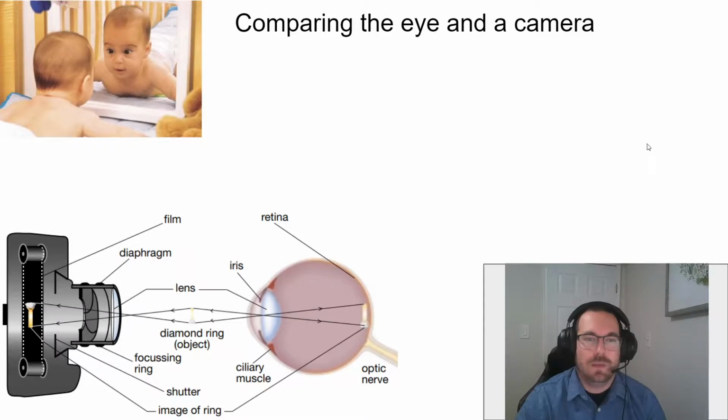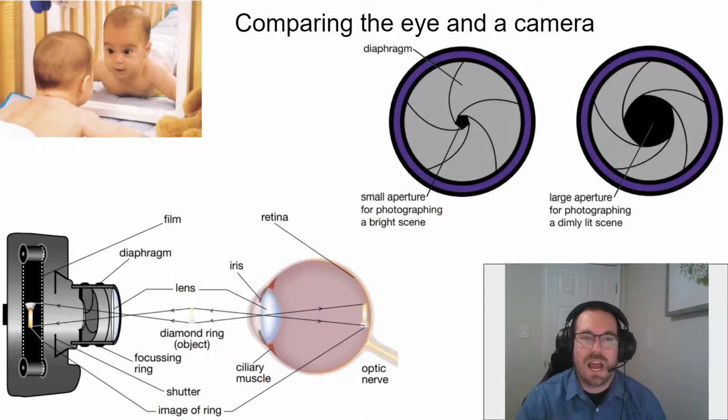The diaphragm is a device that controls the aperture, the opening of a lens or optical system. The shutter is a device that limits the passage of light.